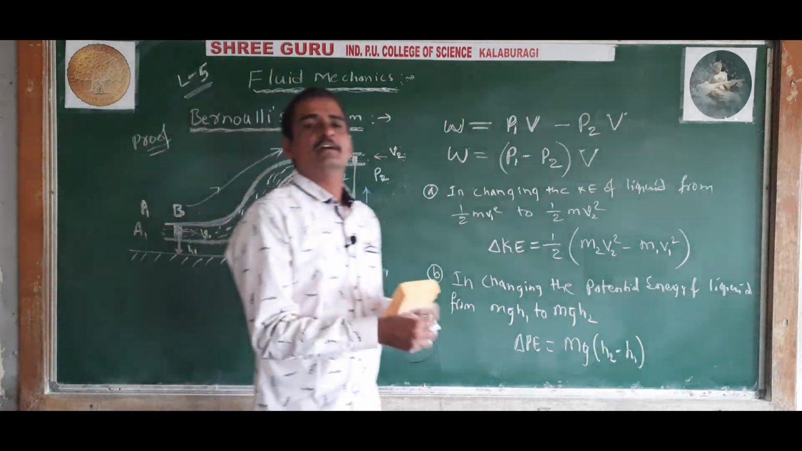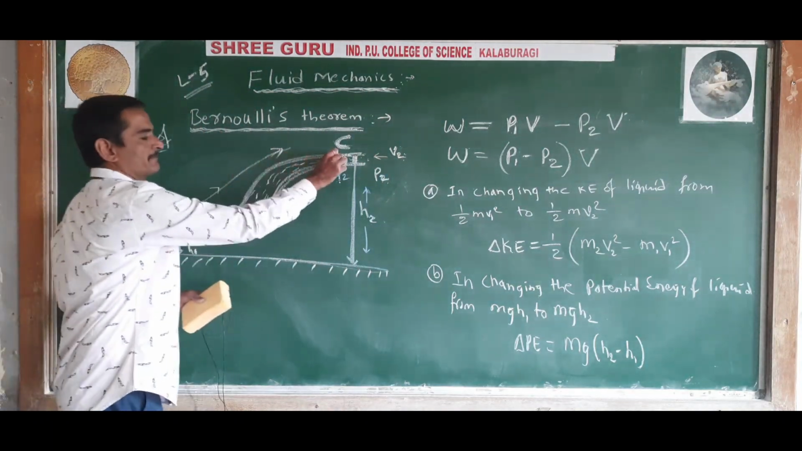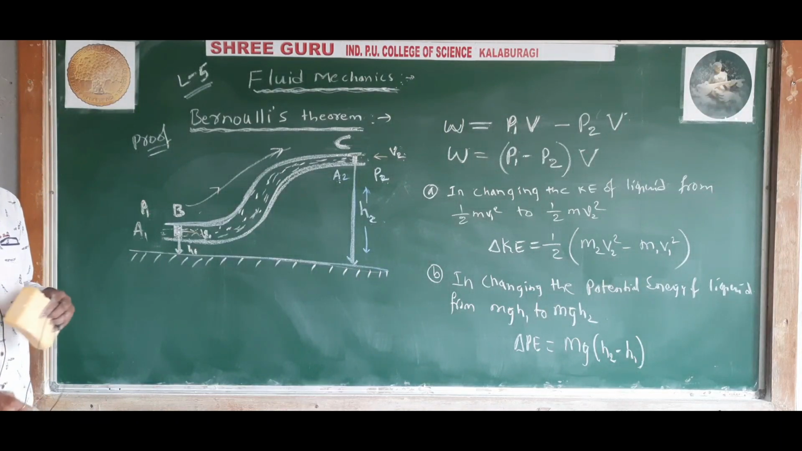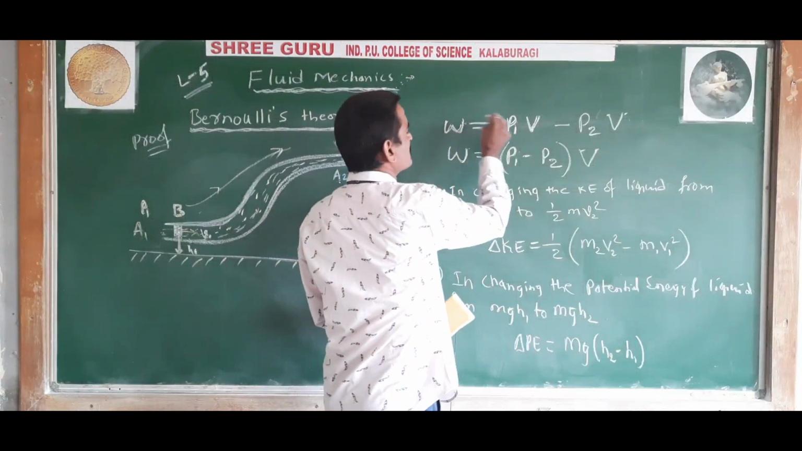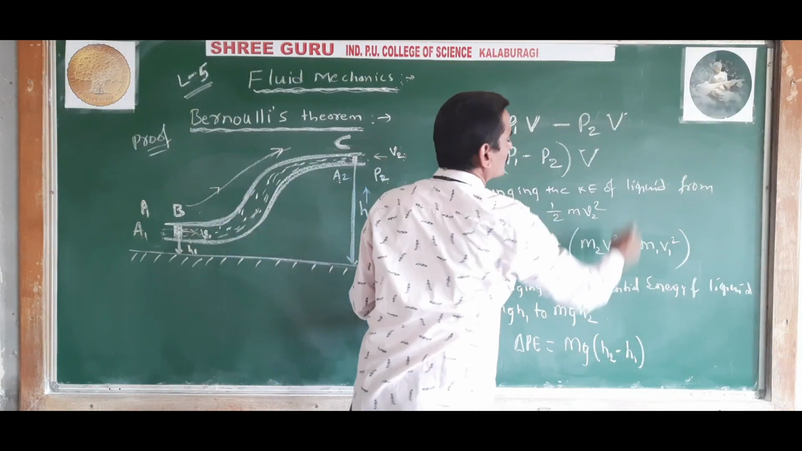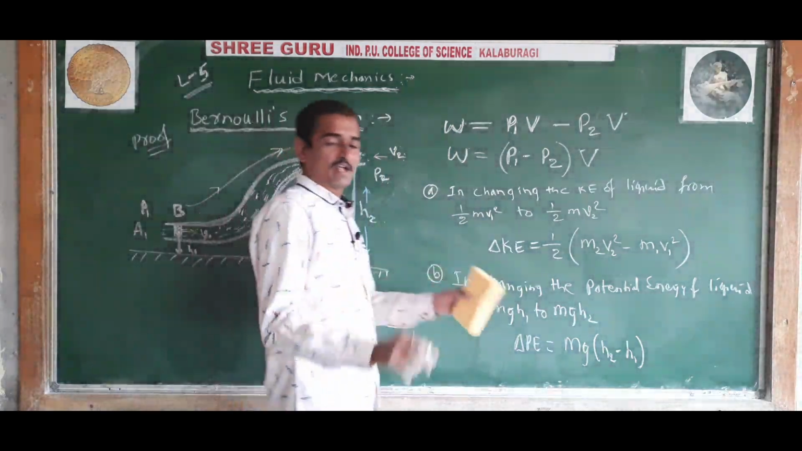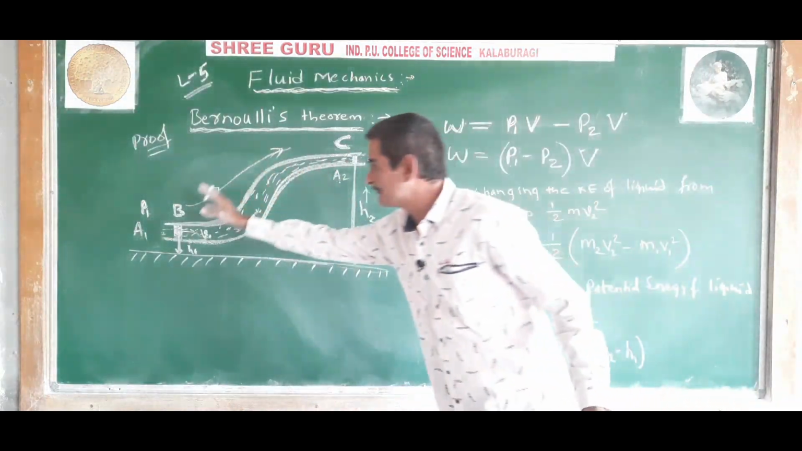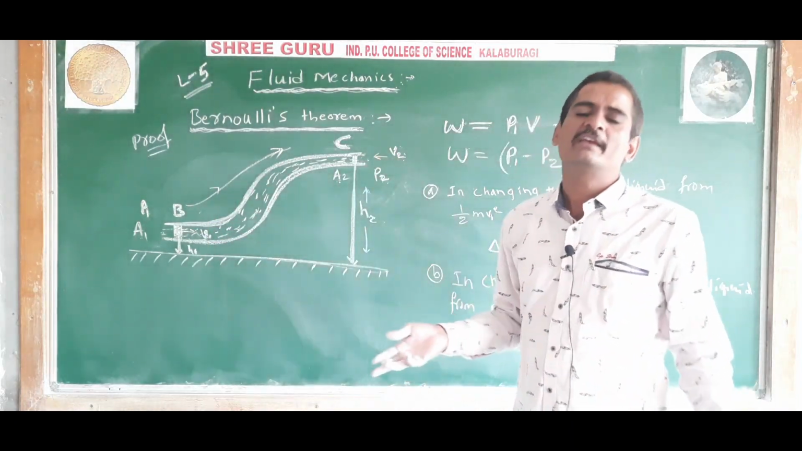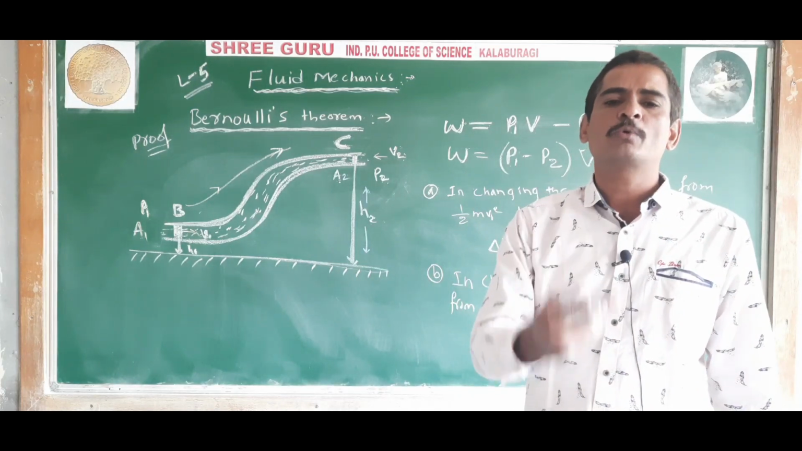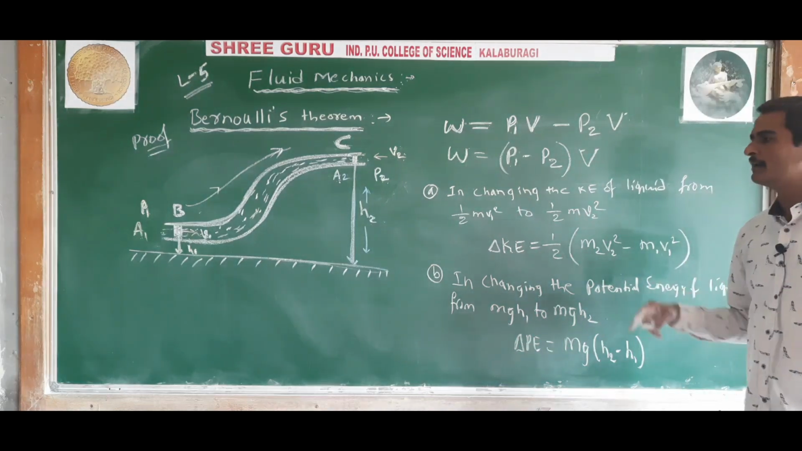The work done in pushing a liquid of volume V from the end B to C is given by W equal to P1V minus P2V, that is (P1 minus P2) into V. This is the work done in moving the liquid from the end B to the end C. And this work done is used by the liquid in two ways.